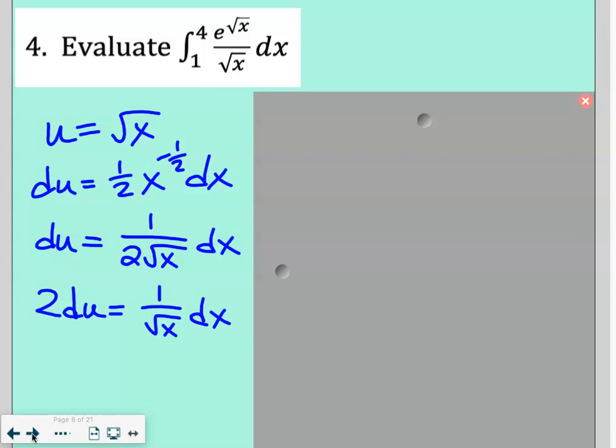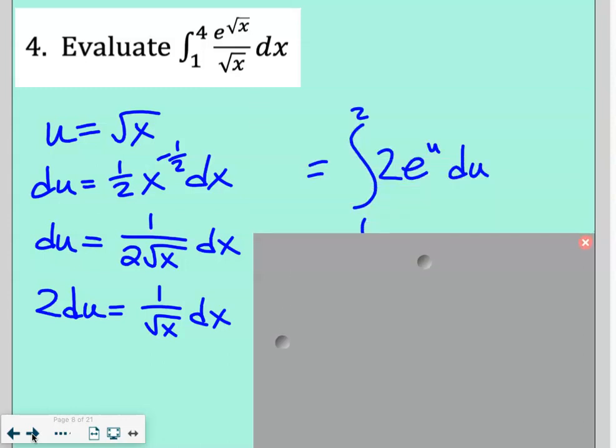So 1 over root x dx is just equal to 2 du. Now, this one was extra fun because it was also a definite integral. So because it was a definite integral, you not only had to do your u substitution, you had to change your limits. So if x is 1, u is the square root of 1, which is 1. If x is 4, u is the square root of 4, which is 2. So our new integral is just the integral from 1 to 2 of 2e to the u du.